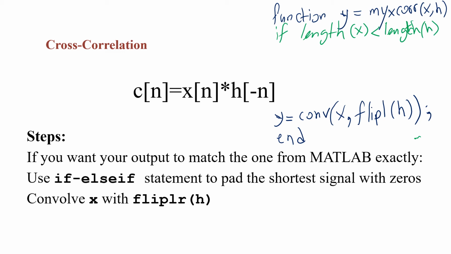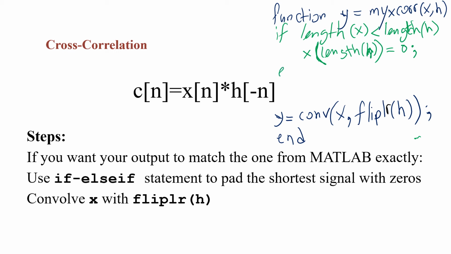If yes, then we'll pad x with zeros, or expand x so it will have extra zeros at the end, such that the length of x becomes equal to the length of h. So this here should be x of length of h is equal to 0, semicolon, and then we're going to check else if.